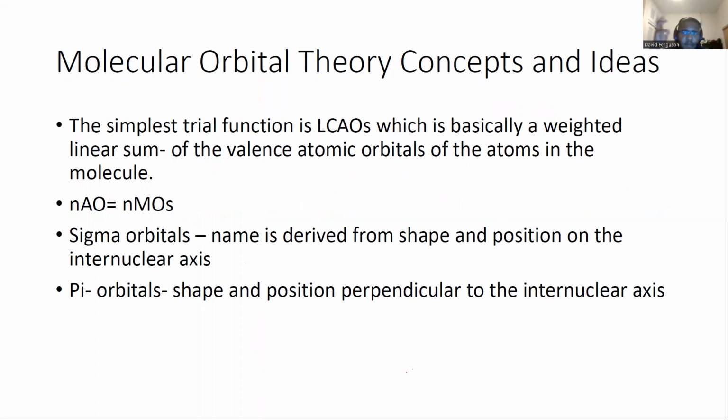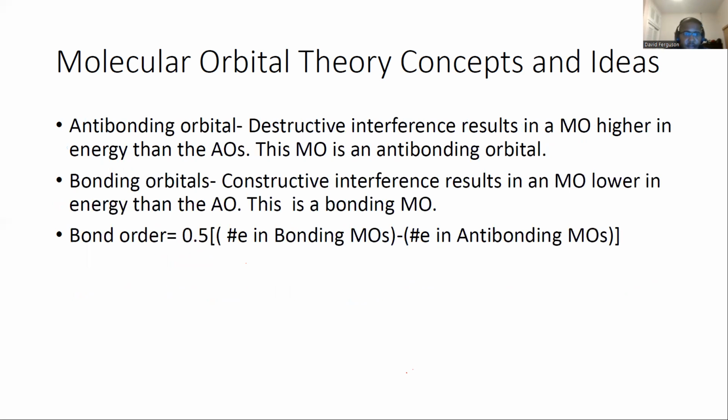So this big idea that I pointed to earlier: n atomic orbitals equals n molecular orbitals. Sigma orbital, the name is derived from the shape and position on the internuclear axis, and pi orbitals, the name is derived from the shape and the position perpendicular to the internuclear axis.